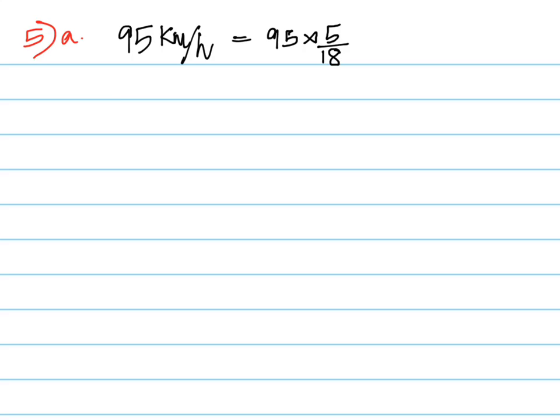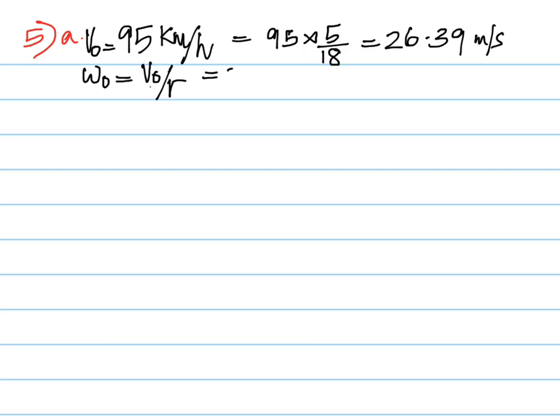95 kilometers per hour, you have to change it to meters per second. This is what we do, multiply by 5 by 18, get 26.39. Therefore, omega naught is V naught by R, which is 26.39 divided by the radius, which is 0.4. That's 65.98 rad per second.